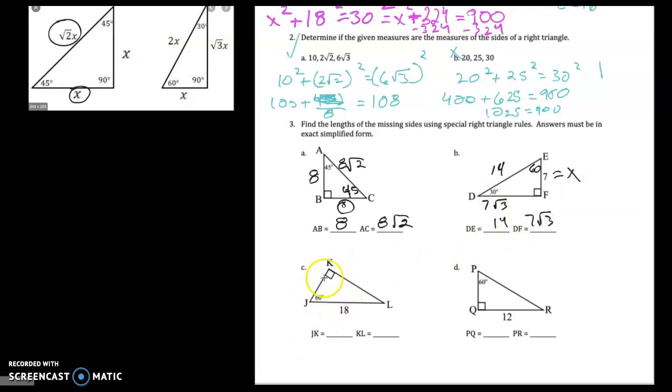All right, we do the same thing here. All right, this is a 60, 90, 30 triangle. All right, and so we have the bottom part. The bottom part we have 18. So this is 18 for our hypotenuse, which equates to square root of 2 times x equals 18. All right, and so if we solve for x, we're going to get 18 over square root of 2. But we have to rationalize that.